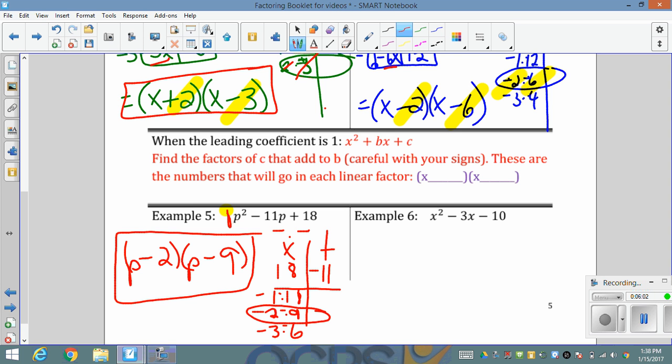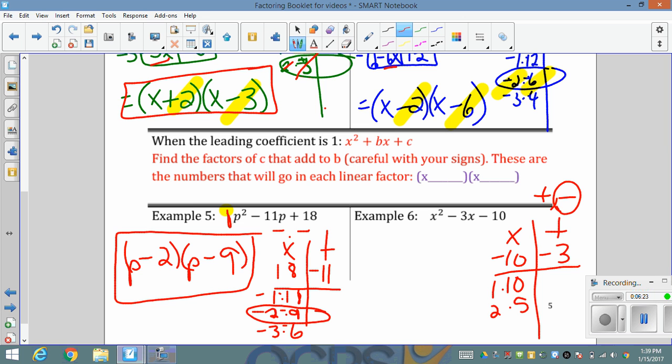Let's look at example 6. So this time, leading coefficient is 1, so I want to multiply to negative 10. I want to add to negative 3. So 1 and 10, 2 and 5. Thinking about my signs, since I'm multiplying to a negative, my signs have to be different. Since I'm adding to a negative, my larger one has to be negative. So I'm going to use 2 and negative 5, because 2 plus negative 5 is negative 3. And again, I get to skip the box step. It's going to be x plus 2, x minus 5.